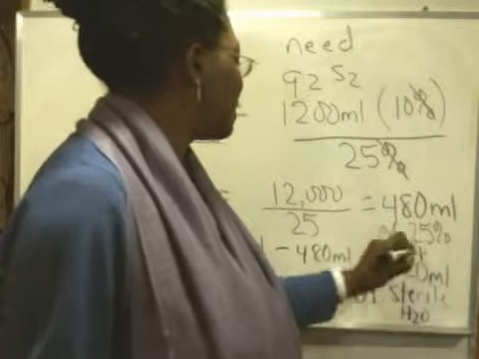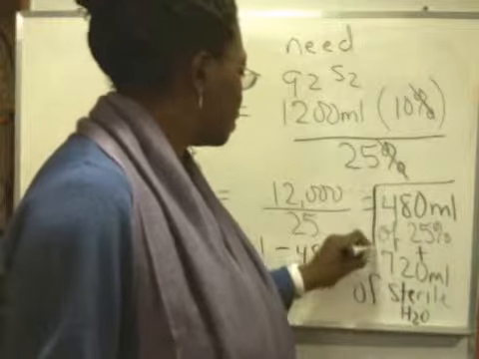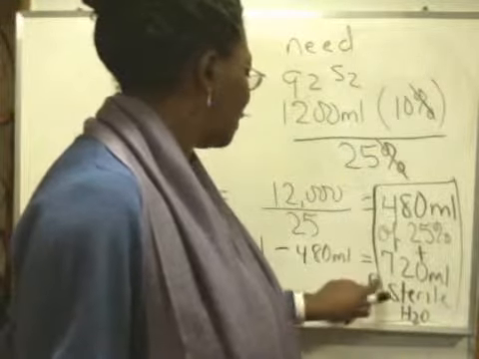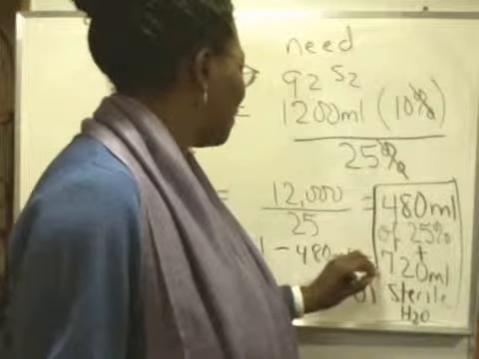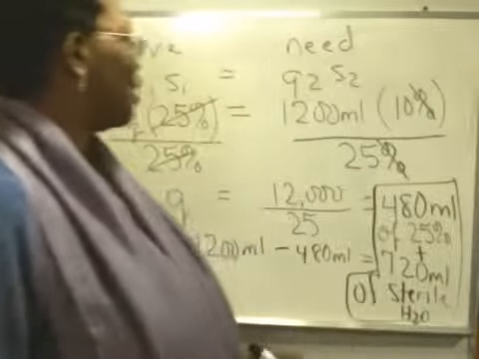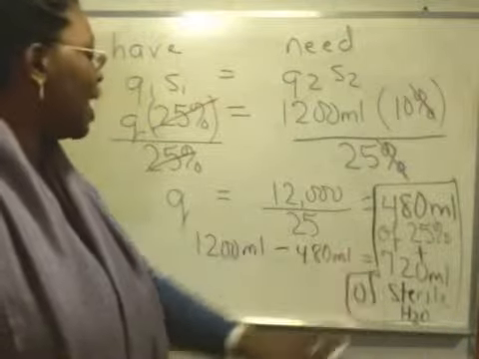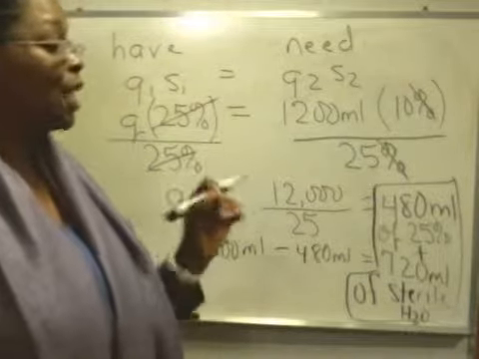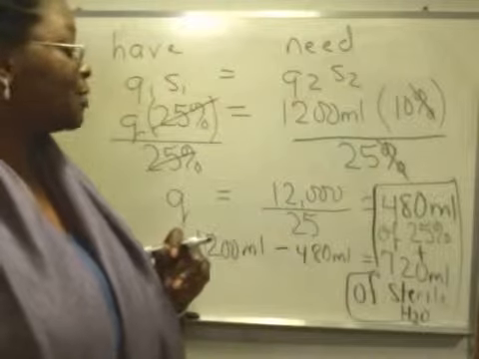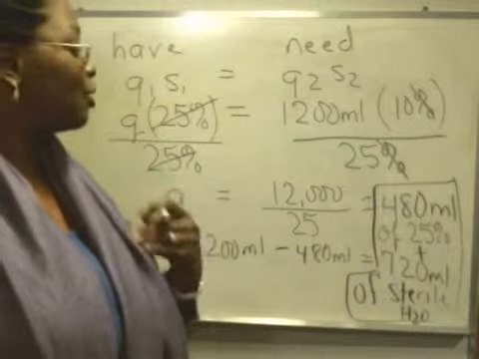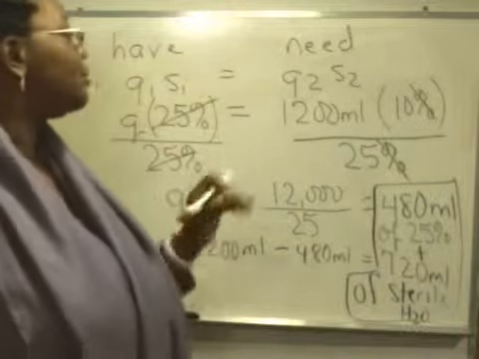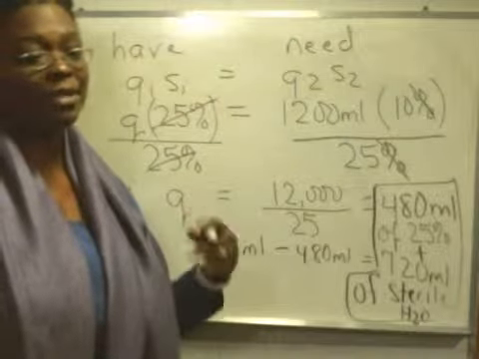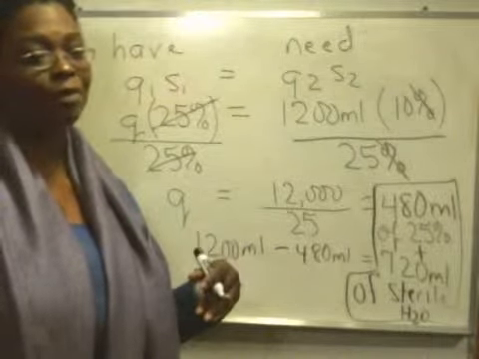This plus this. Okay, 480 milliliters of 25% plus 720 milliliters of sterile water. When I add those together, I'm going to get 1,200 milliliters of 10%. And that's how you would work this type of dilution problem.